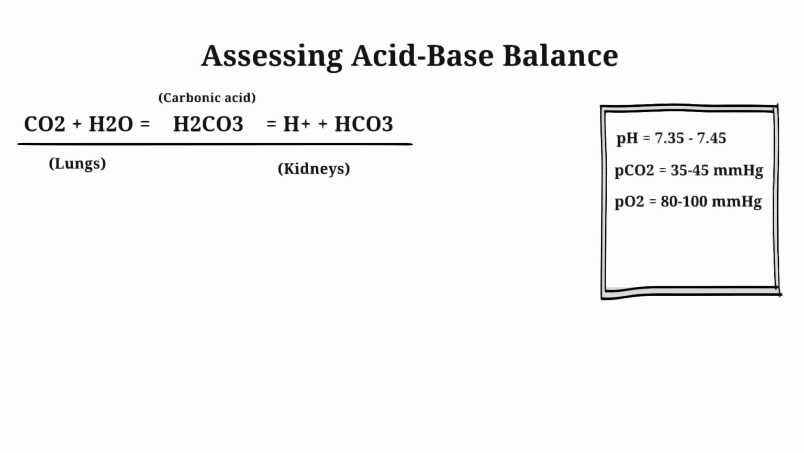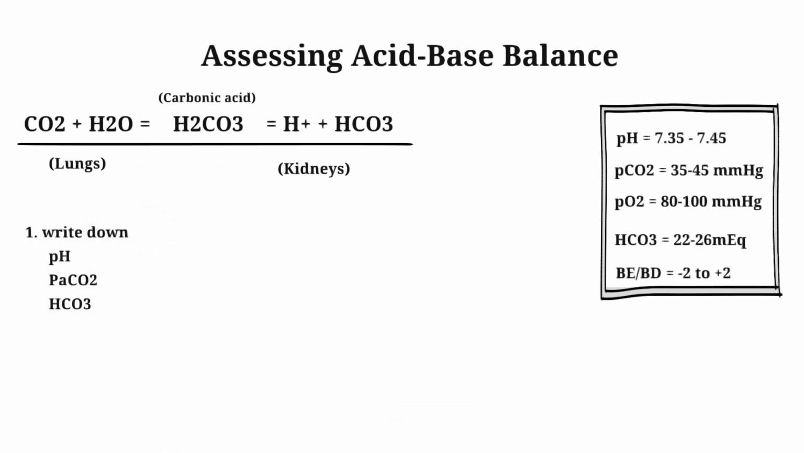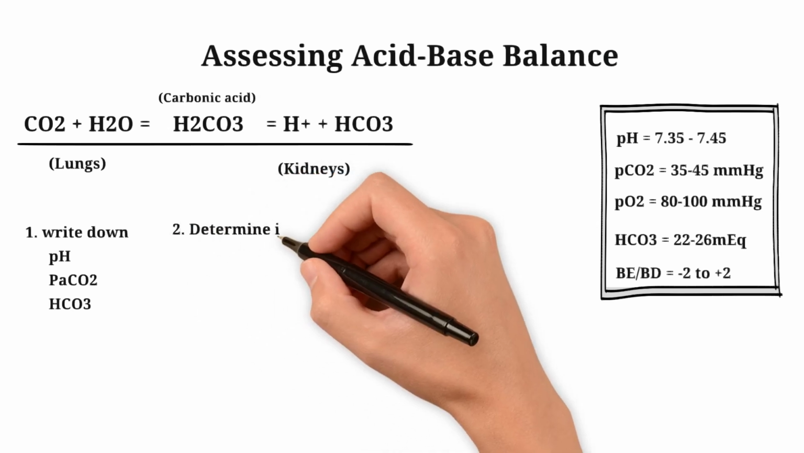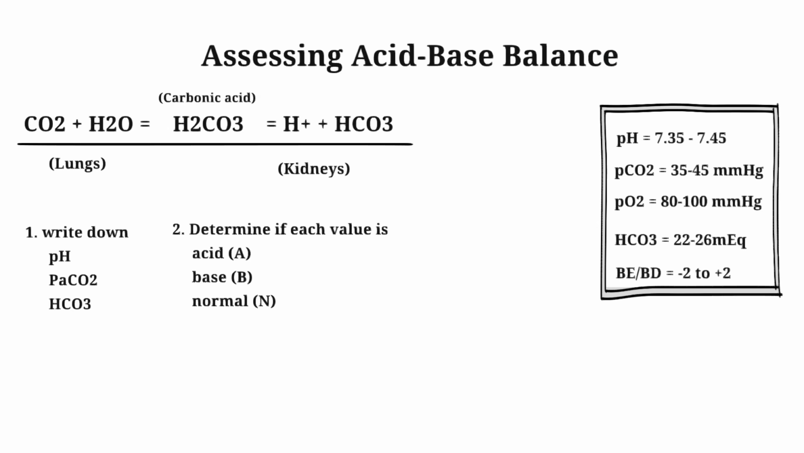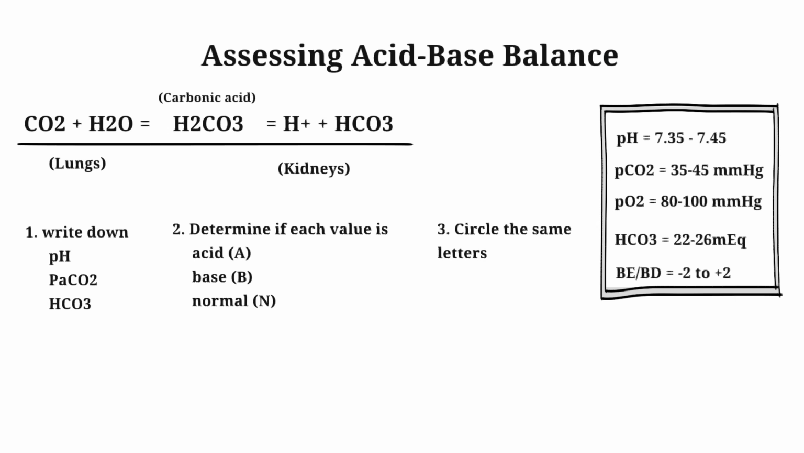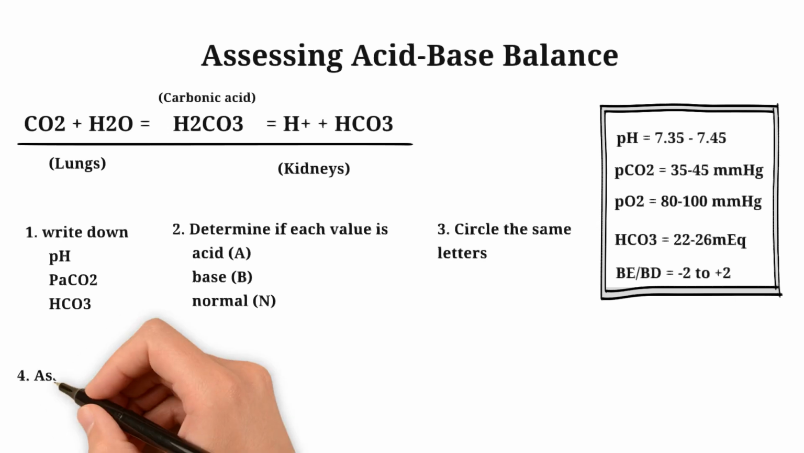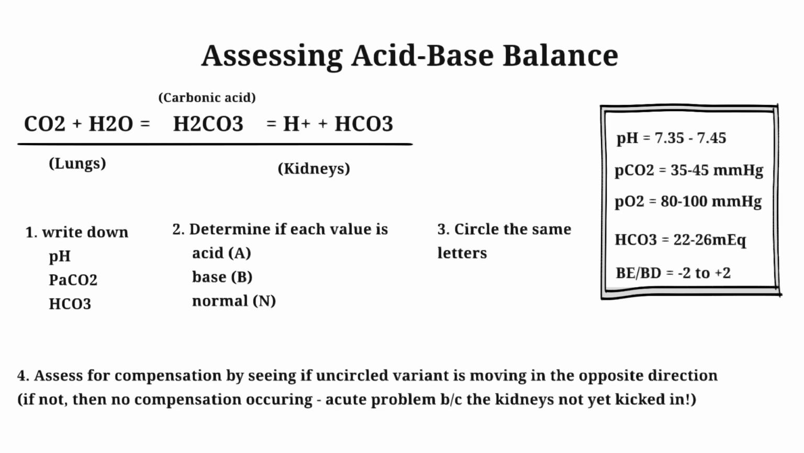Now, the process to go through working out what's going on is write down your pH, your PCO2, and your bicarbonate. Then determine if each value is an acid, a base, which is our alkaline, or if it's normal. And then simply circle the same letters of your results. And then assess for compensation by seeing if the uncircled variant is moving in the opposite direction. If not, no compensation is occurring. We've got an acute problem because the kidneys haven't had time to kick in.